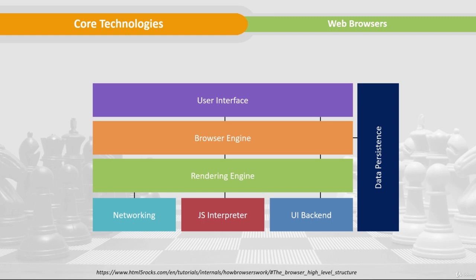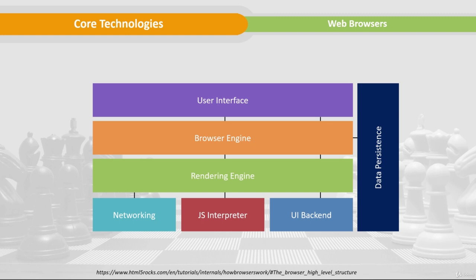Now, for networking. For network calls, such as HTTP requests, it uses different implementations for different platforms behind a platform-independent interface. The JavaScript interpreter is used to parse and execute JavaScript code. And guess what? Each browser has its own JavaScript interpreter. For example, Firefox uses SpiderMonkey. What about the UI backend? It's used for drawing basic widgets like combo boxes and windows.